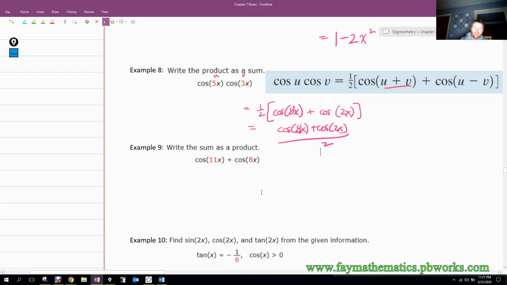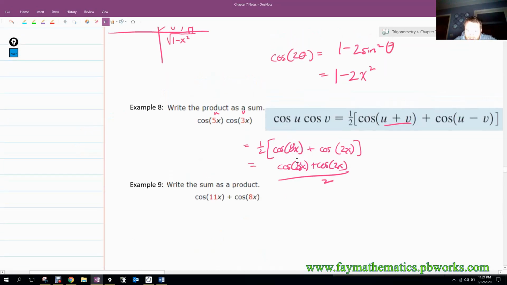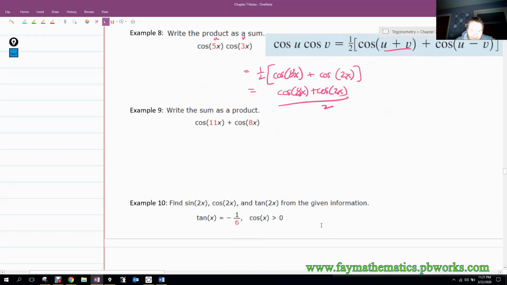If they could make this much more difficult and say that you can only have it with arguments of 1x or something like that, then you would use your double angle formulas to break these all the way down. Not really going to ask you to do too much of that.